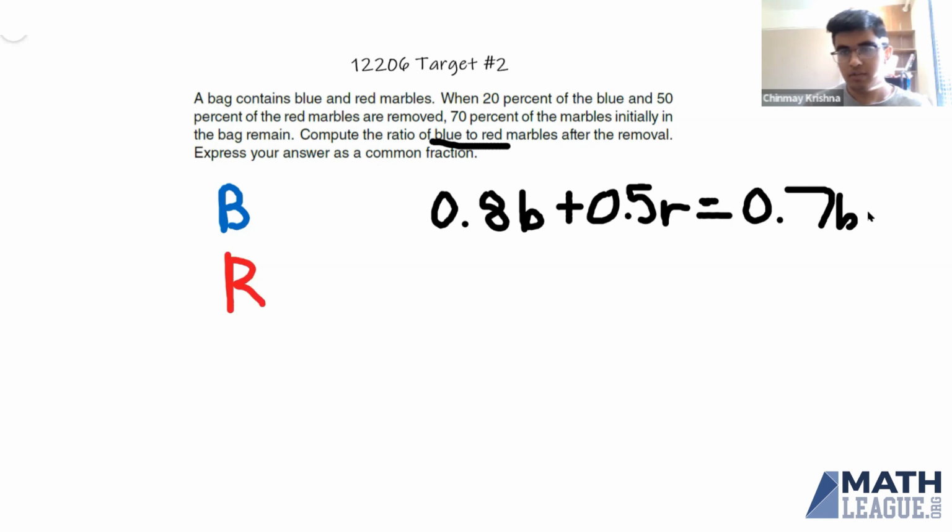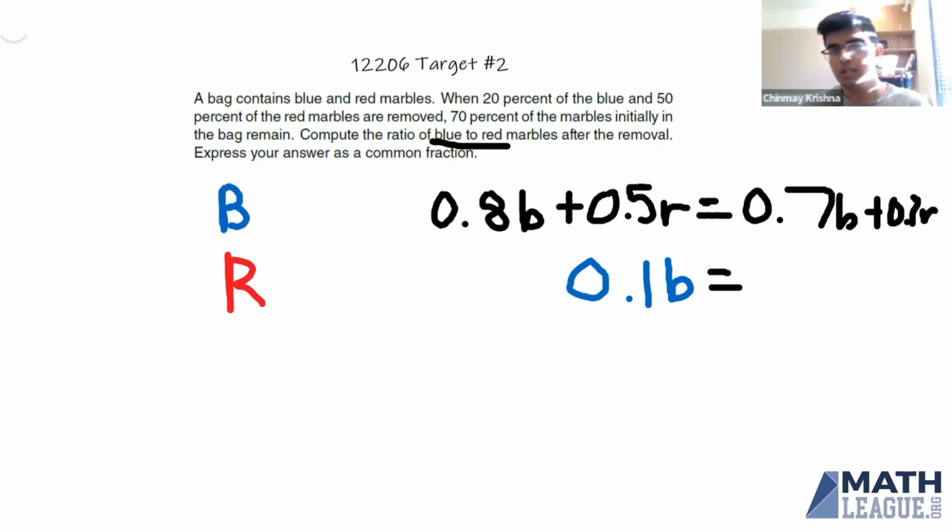B plus 0.7 R. So now that we have this equation, we can get all the B's to one side and all the R's to one side. So let's subtract 0.7 B. That would leave us with 0.1 B is equal to, then we subtract 0.5 R from both sides and we get 0.2 R. So now we can find the ratio before we remove marbles by dividing by R and then dividing by 0.1.